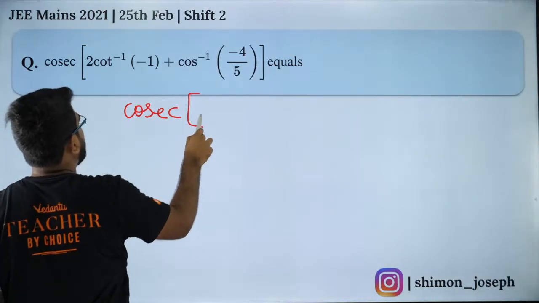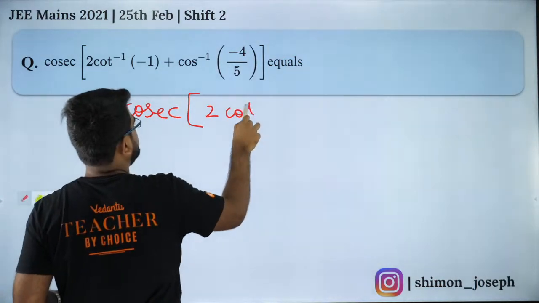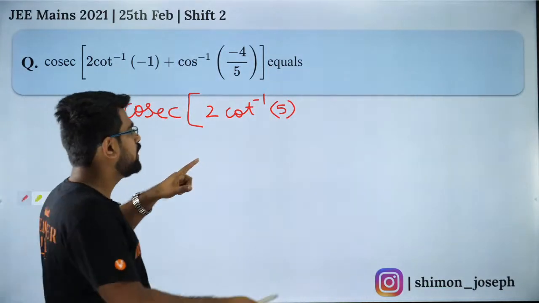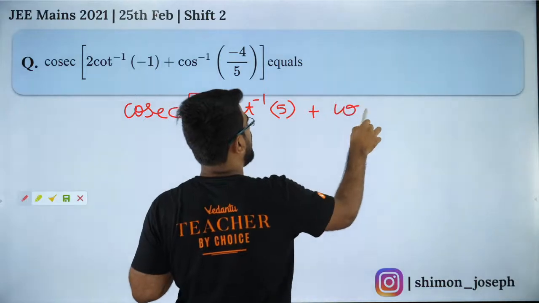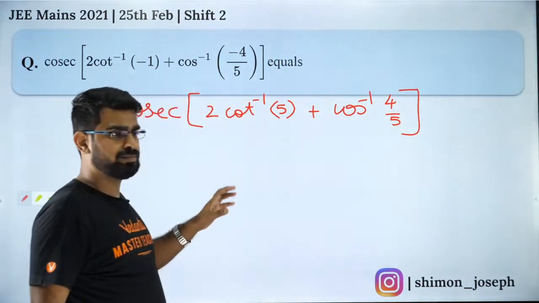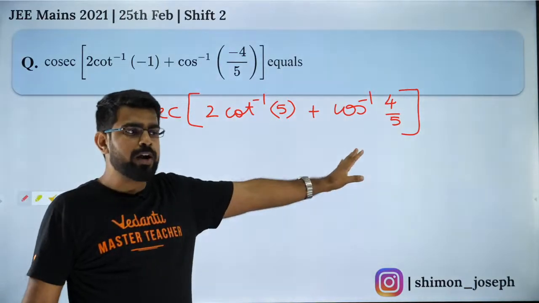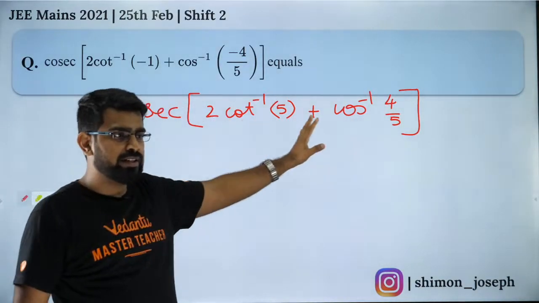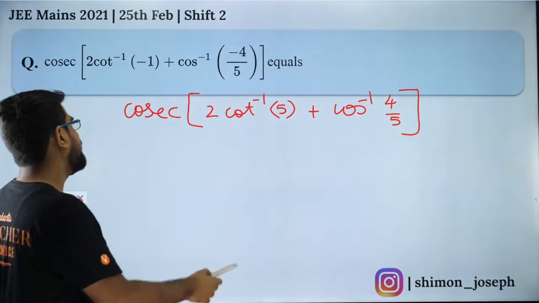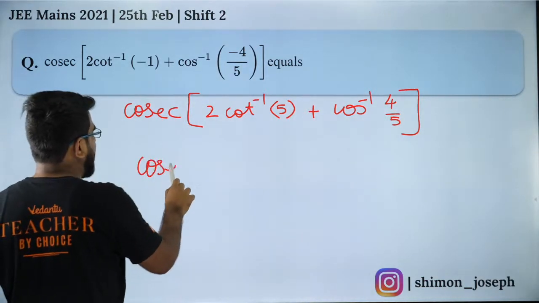So guys, what is the question? Cosecant of 2 cot inverse of 5 plus cos inverse of 4 by 5. Is that right? Is this what we are saying? Everybody? Okay, fantastic. So guys, then we will shift it to tan.